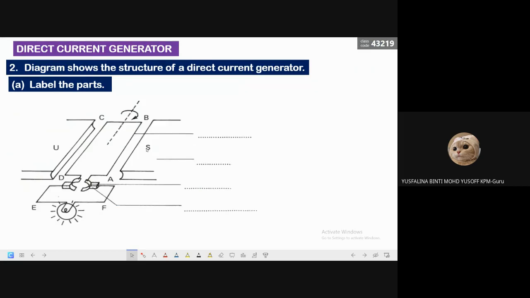All right, so let's see the first one. This is a diagram. Usually what they will ask you is the difference. What is the part that can differentiate the direct current generator and the AC generator? The part that is actually different between those two diagrams is this one, the commutator. And another one is the slip ring. For the AC they use a slip ring. For DC they use a commutator.